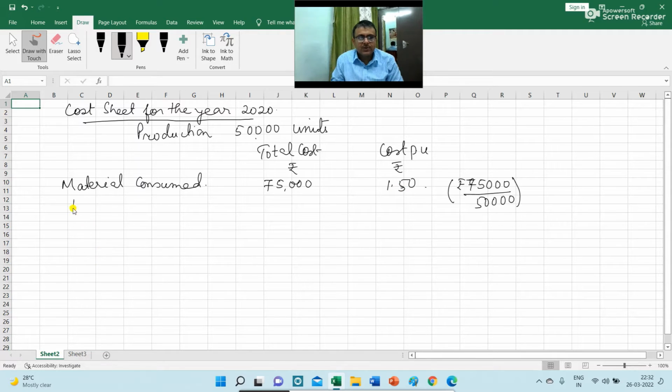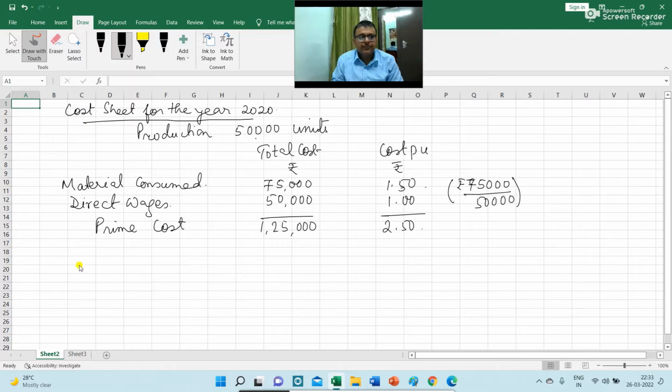Next is wages. So direct wages is given as 50,000. So what is the cost per unit? This will be 1 rupee, rupees 50,000 by 50,000 unit. So if we add up these two, we will get the prime cost. So prime cost is 1,25,000 and cost per unit is 2.50.